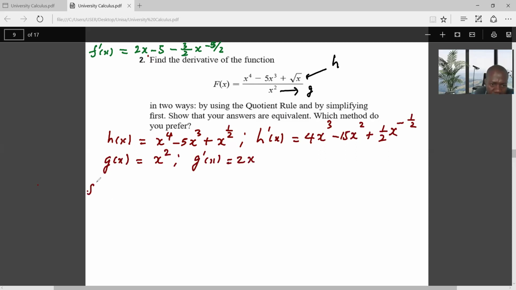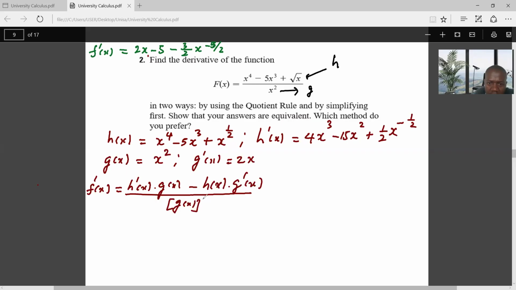Let's write the definition. f prime of x: we differentiate the numerator, we leave the denominator, which is the g, minus, we leave the numerator and we differentiate the denominator. We divide by the denominator squared. Let's do the substitution. We're using method 2, the quotient rule.